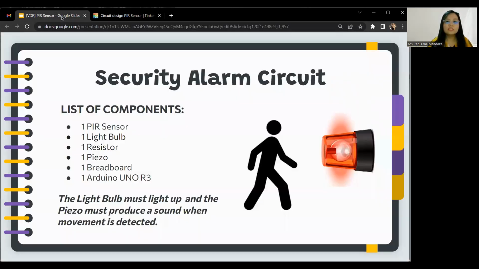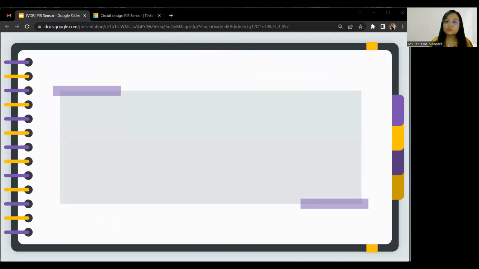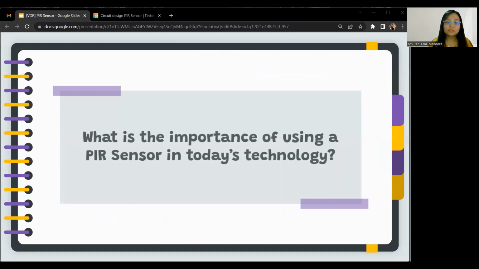So do you have any questions? All right, if you don't have any more questions, I have a question. What's the importance of using a PIR sensor in today's technology?